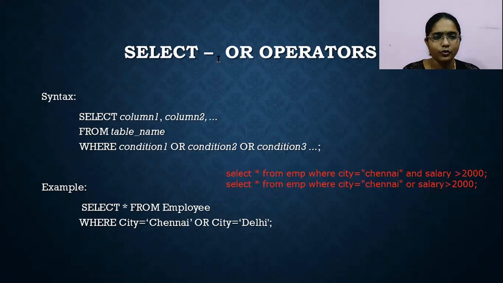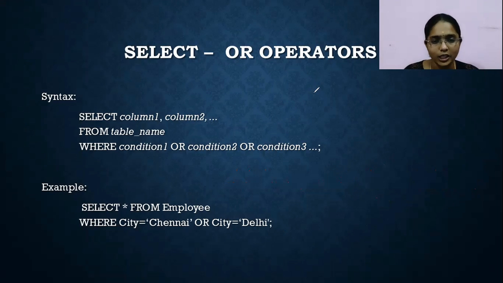You can notice that the first query will display all the employee information where the person should be from Chennai as well as the salary should be greater than 20,000. But in the case of the OR operator, the person might be from Chennai or a person whose salary is greater than 20,000. If either one of the conditions is satisfied, all those records will be printed. This is the difference between AND and OR. You can apply AND and OR in your where condition if you want to apply multiple conditions and select the information.